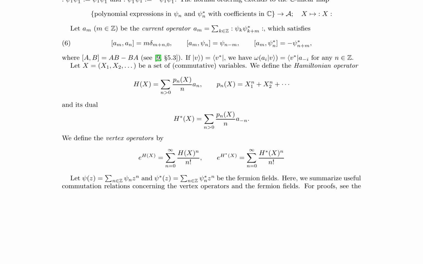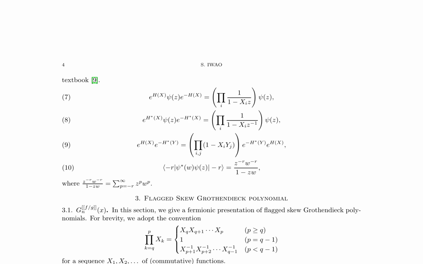The paper then discusses the commutation relations between the vertex operators and fermion fields, providing equations, 79, that demonstrate how these operators interact with each other and with the fermion fields. These relations are essential for the calculation of the flagged skew-Grothendieck polynomials, as they allow for the manipulation of the operators and fields to obtain desired expressions.